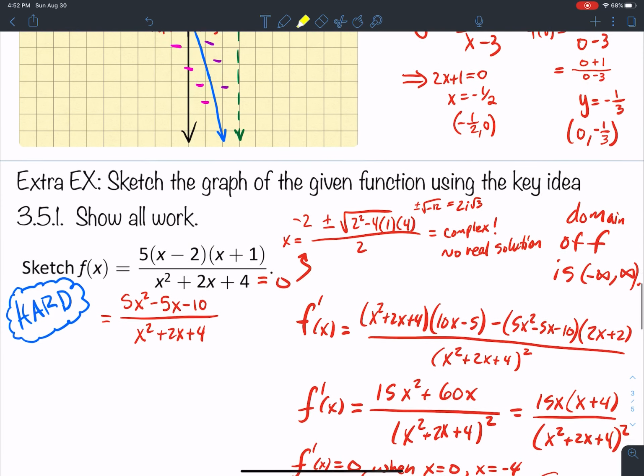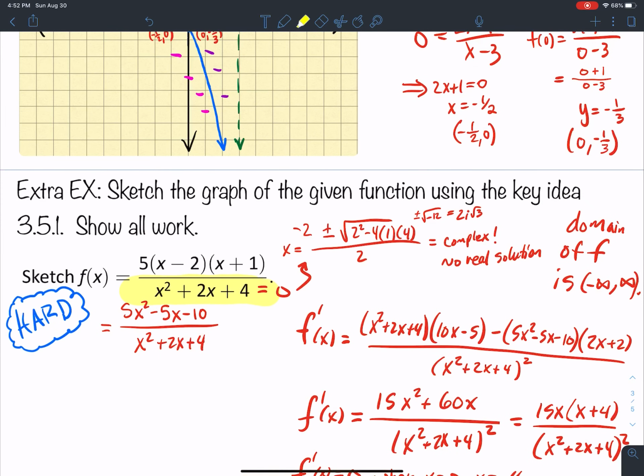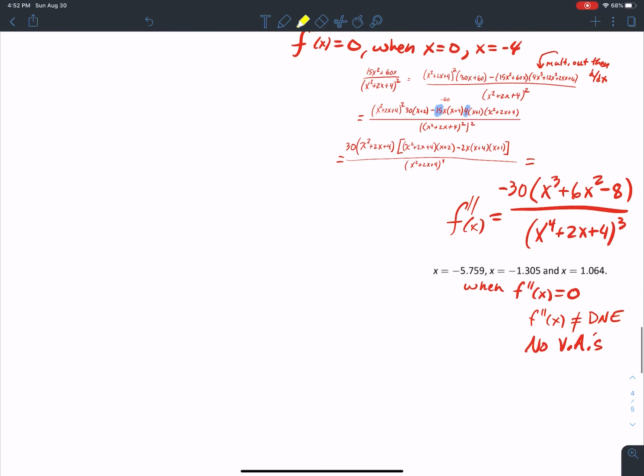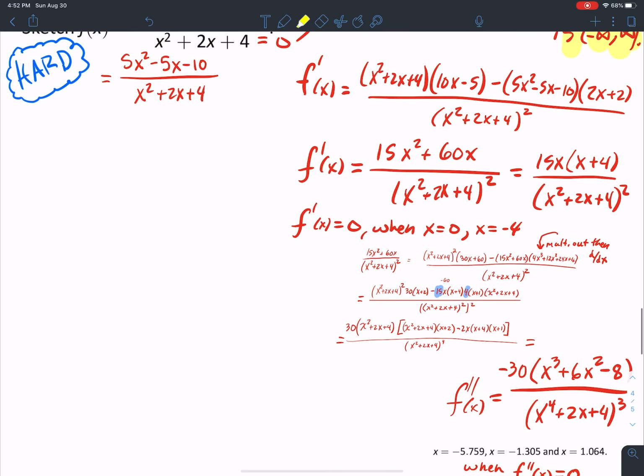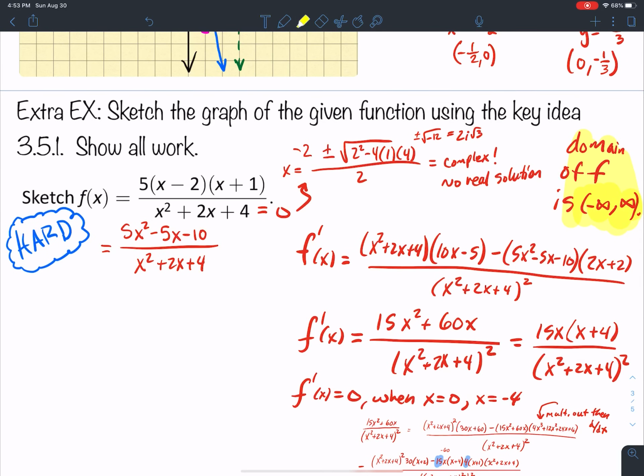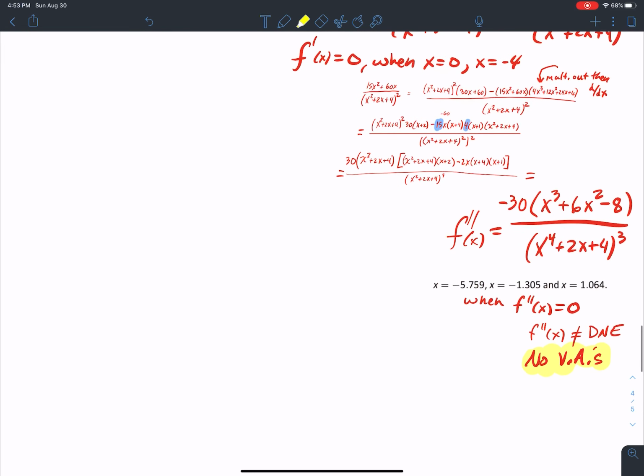Well, what do we know? The denominator cannot equal 0. So what does that tell me? There's nowhere where it doesn't exist. Thus, we have no vertical asymptotes. Pretty easy, right? As soon as you wrote down negative infinity to positive infinity, you think about a polynomial that doesn't have any vertical asymptotes on it.